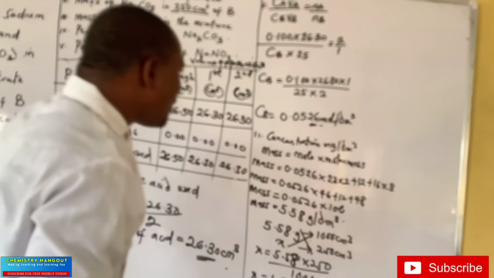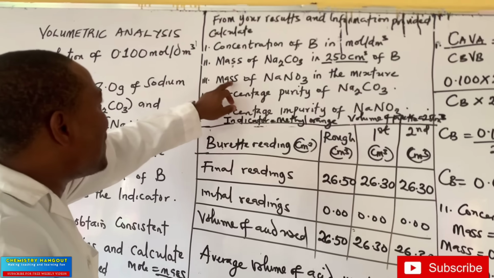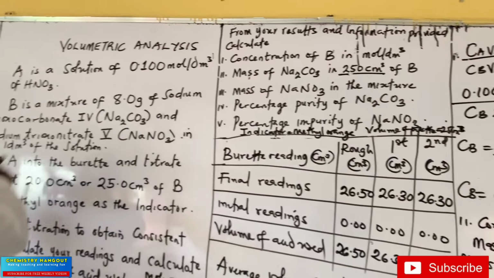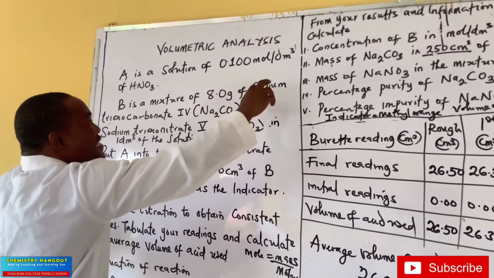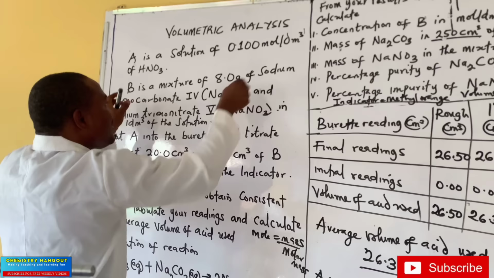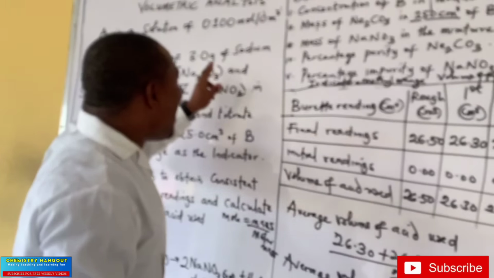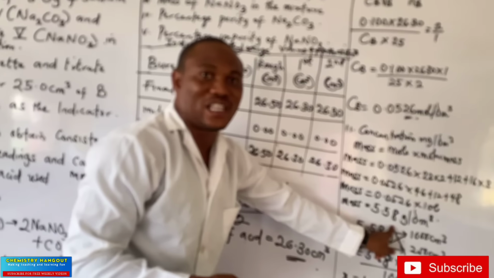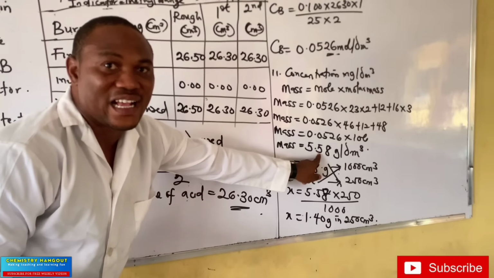Let's move on. So from there now, the next one, they said 3. Mass of NaNO3 in the mixture. Don't forget, the mass of the mixture is 8, right? Which means the addition of the mass of this and this will give us 8. That's the meaning. But now we have gotten the mass of Na2CO3. Did you see? Look at it. 5.58 in gram per dm cube.